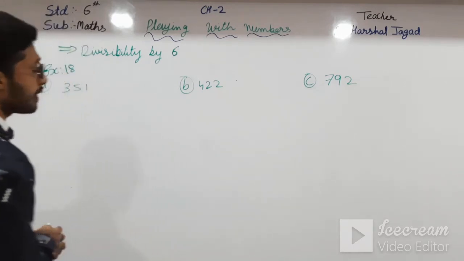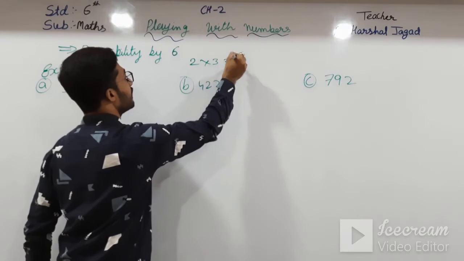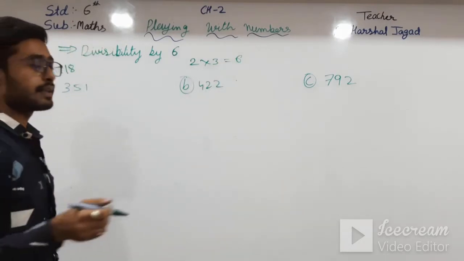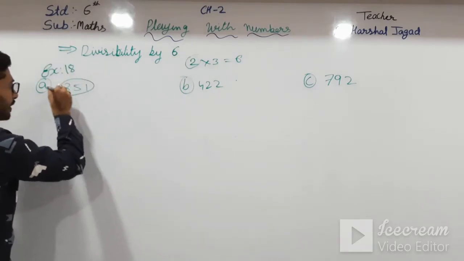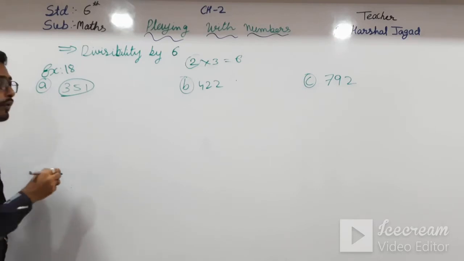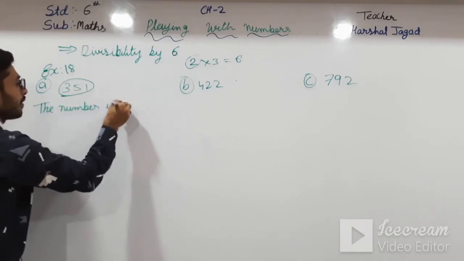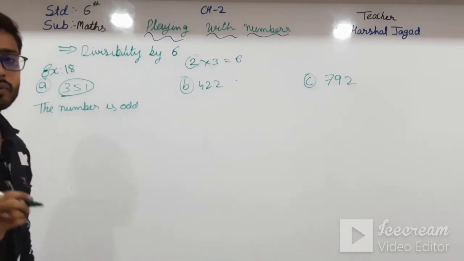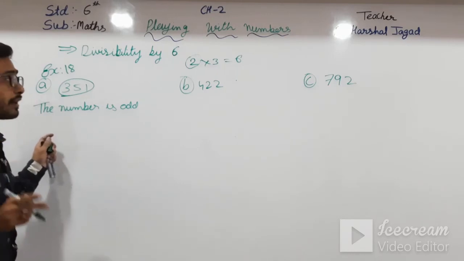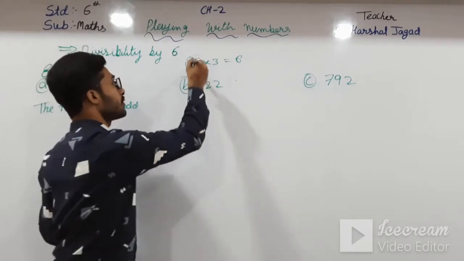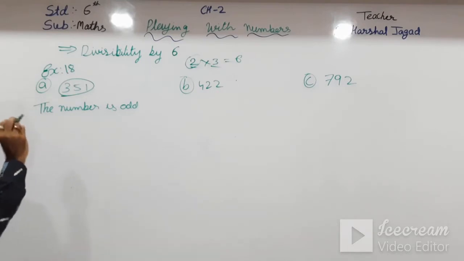Let us see that. First of all, what we have to see? We have to see that it is divisible by 2 and 3. Then only we can say that it is divisible by 6. So first of all, checking by 2. See here, is this number divisible by 2? No, the number is odd. So it is not divisible by 2, so this is not divisible by 6 also. In the condition of divisibility by 6, the number should be divisible by both 3 and 2. Okay, students, then only it can be divisible by 6.